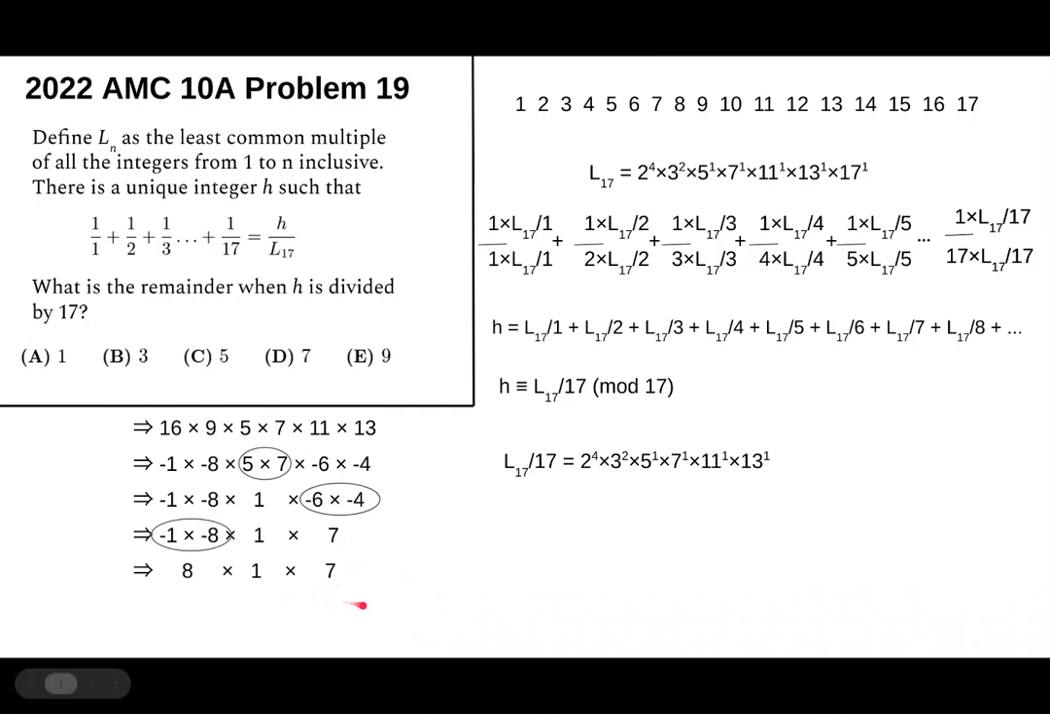So we are left with 8 times 1 times 7. 8 times 1 times 7 is 56. And 56 leaves a remainder of 5 when you divide by 17. So our final answer is 5, or C.